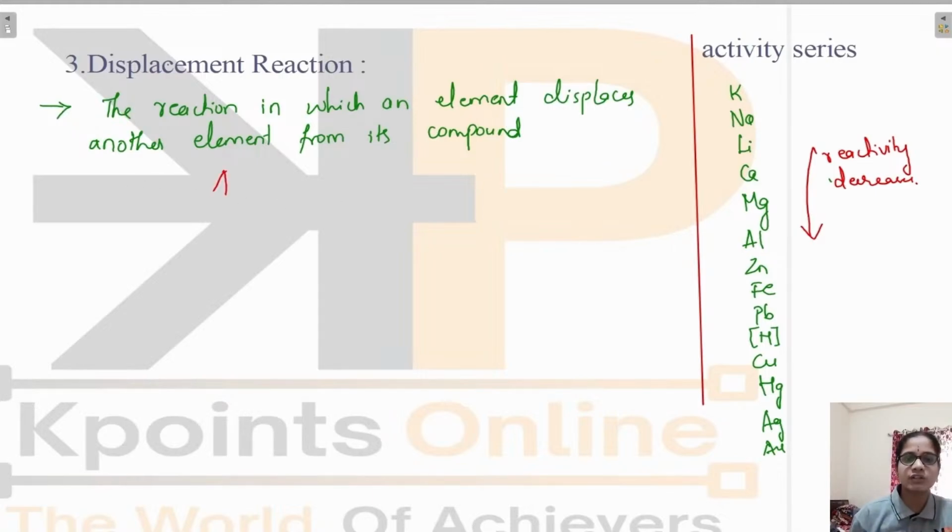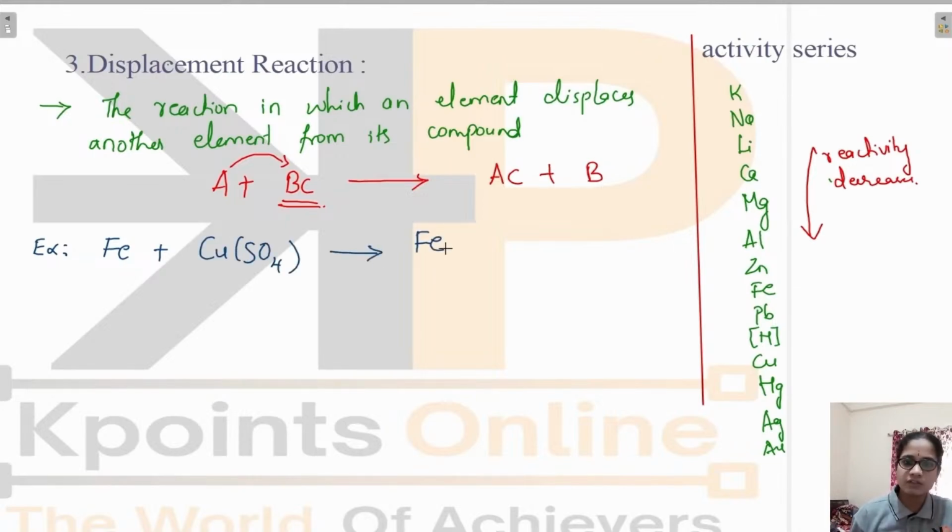We can write the general formula as you see here. The element A has displaced B from this compound, so AC is formed. This is a general equation. When one element displaces another element from its compound, we call that type of reaction a displacement reaction. Let us see some examples here. Iron reacts with copper sulfate solution to form iron sulfate plus copper. Here see what has happened.